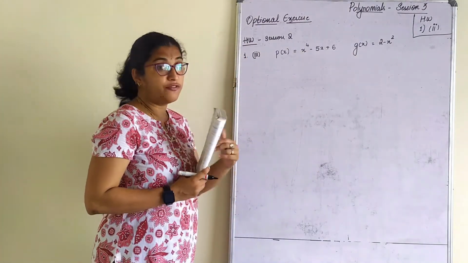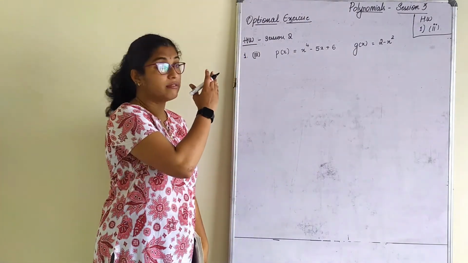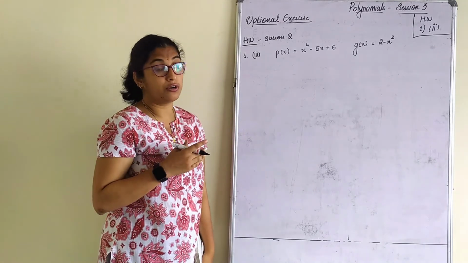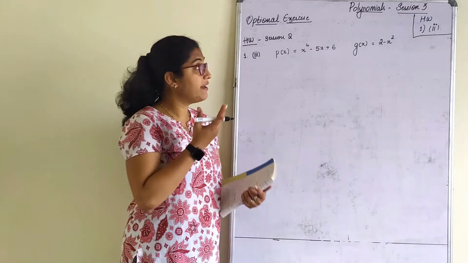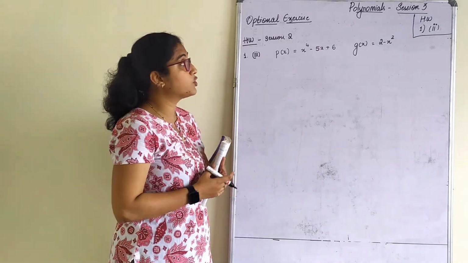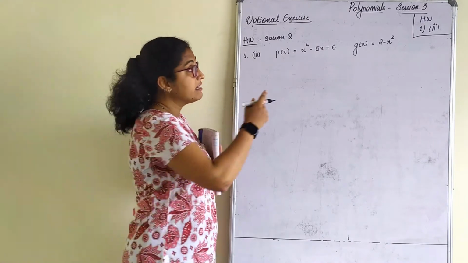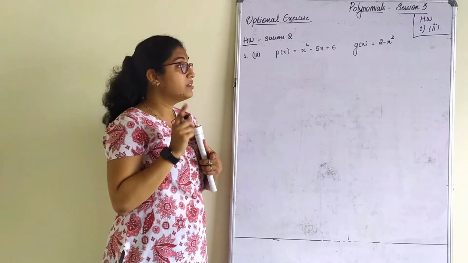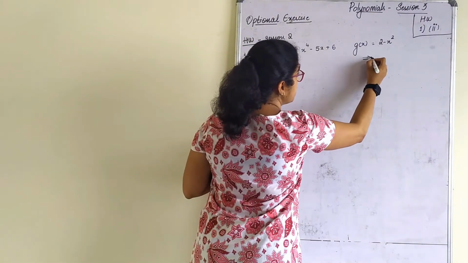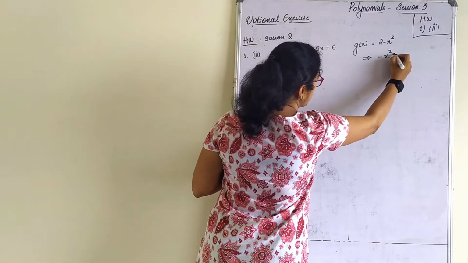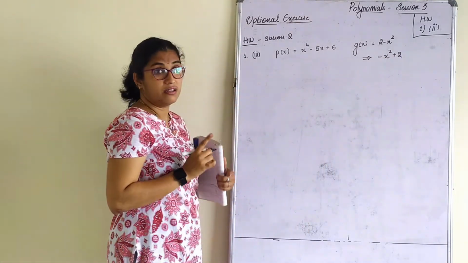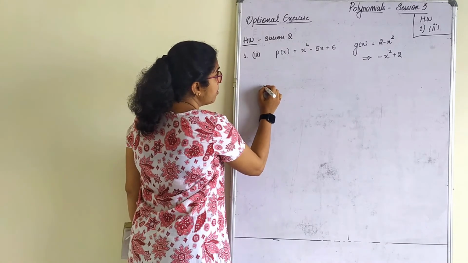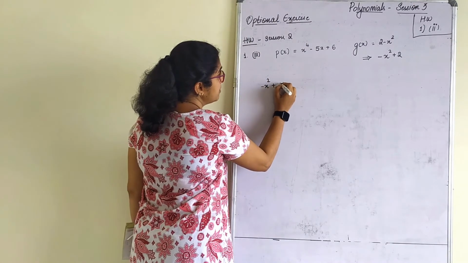One foremost thing you have to do is, whenever you write the polynomial, check whether it is in standard form or not. I have just checked some students' answers, and though the answer was correct, it was not arranged in standard form. So please arrange this in standard form, that is minus x square plus 2. This has to be done in this manner only. So let's divide minus x square plus 2.